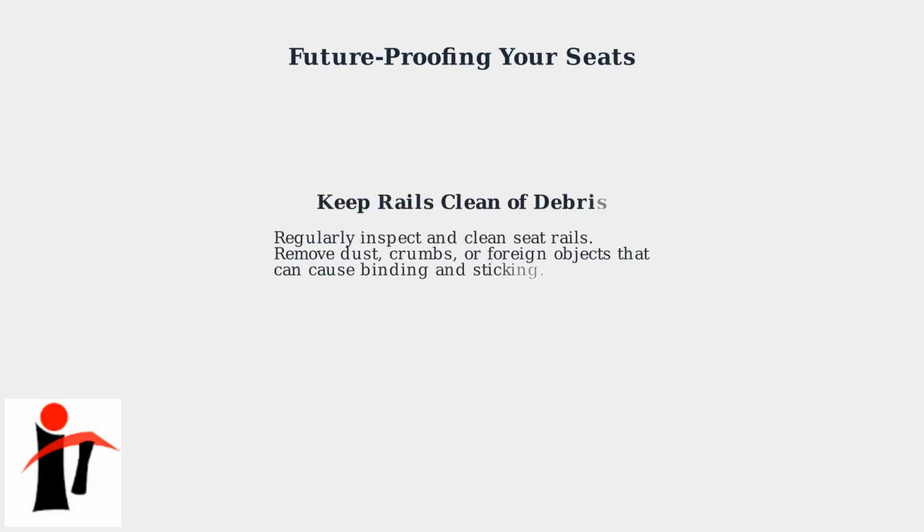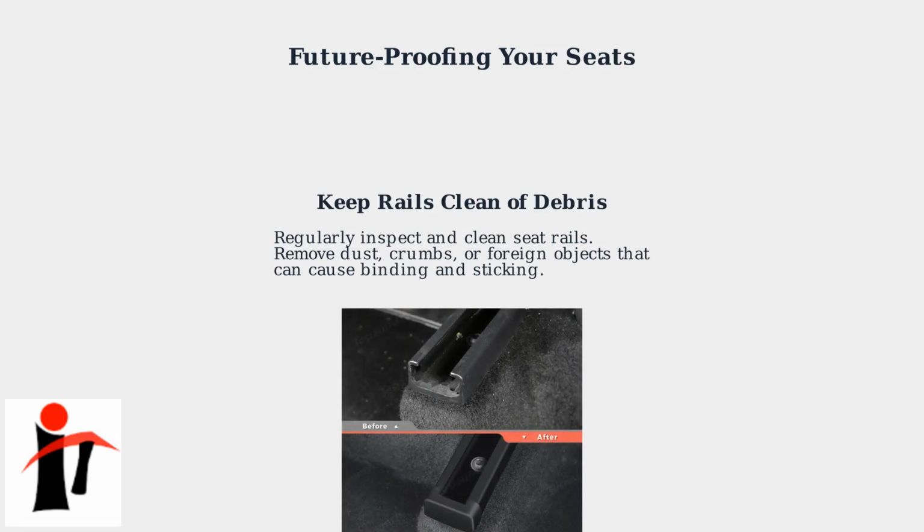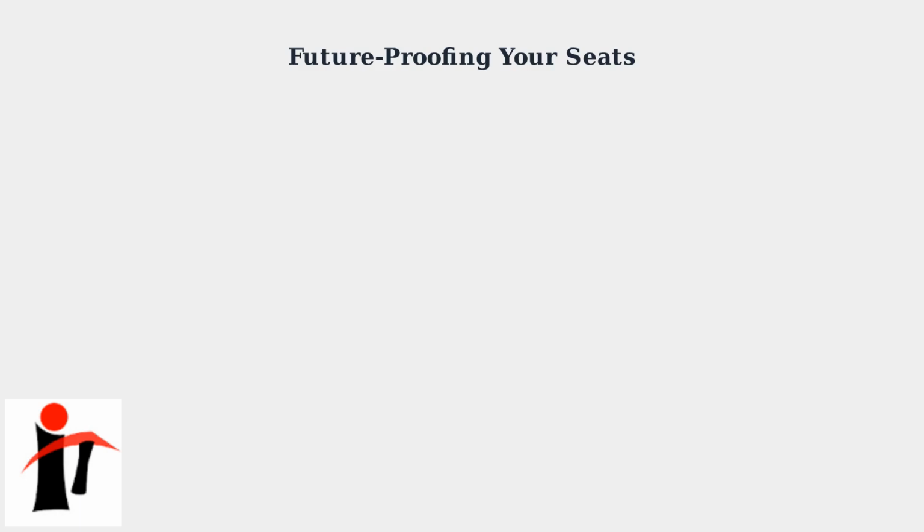Next, keep the seat rails clean of debris. Dust, crumbs, or small objects can accumulate in the rails over time, causing binding and sticking. Regularly inspect the rails and gently clean them with a soft brush or compressed air. This simple maintenance prevents friction that leads to motor strain and ensures smooth sliding motion.